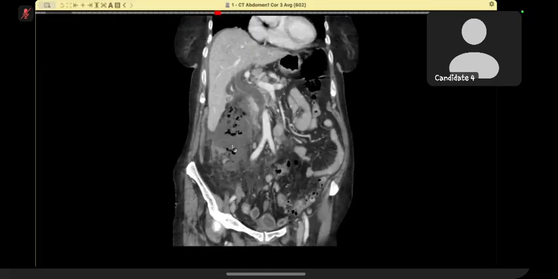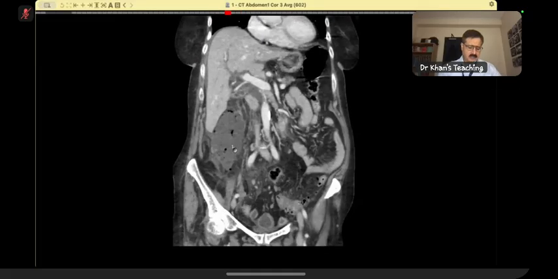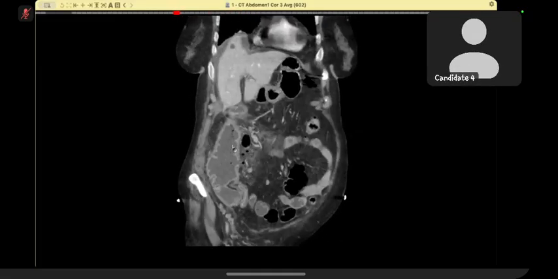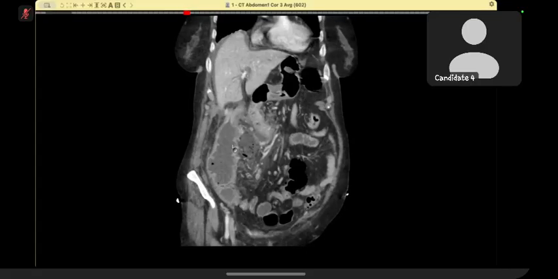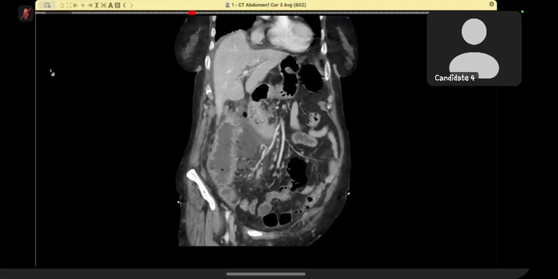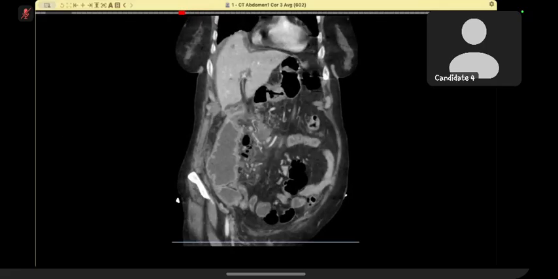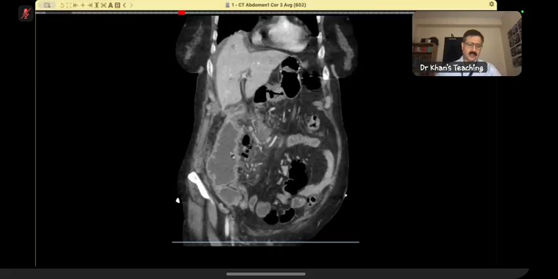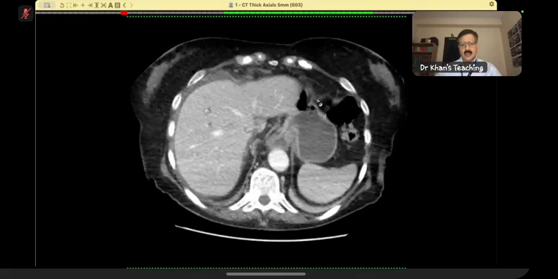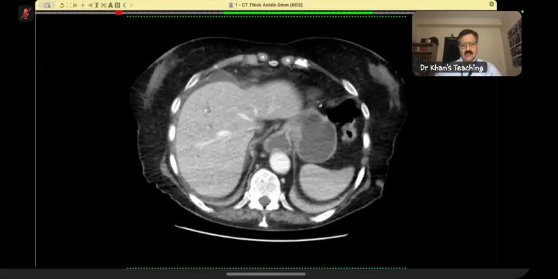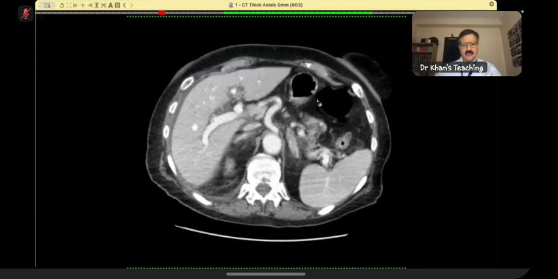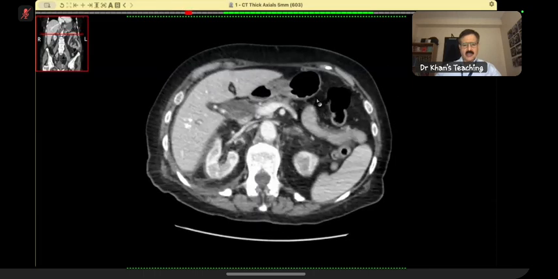And the location of the perforation is where? Sir, it's at the level of the hepatic flexure. There is narrowing present beyond which the whole of the colon is normal in caliber. Okay, thank you. So this is a fine touch case.